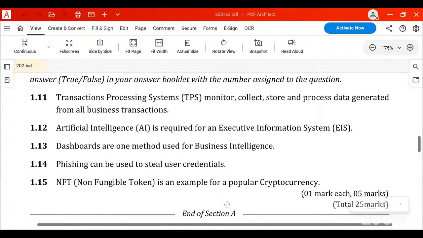Phishing can be used to steal user credentials.